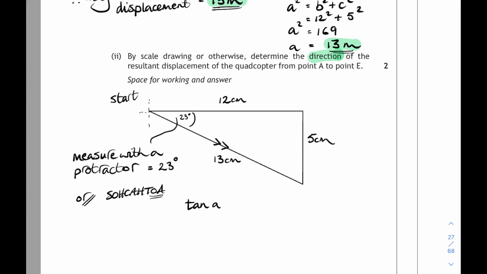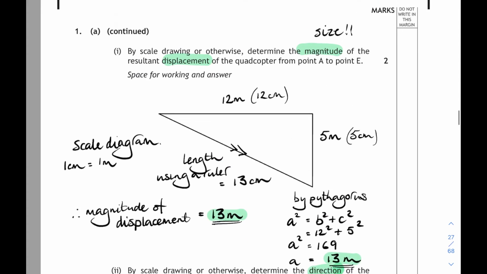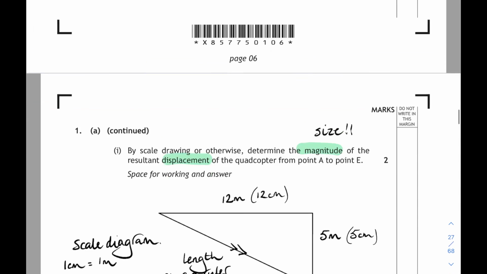Now because we know all 3 sides of that triangle, we could use either sine, cos or tan, but I'm going to use the tan of the angle as the opposite over the adjacent. The opposite side is the 5, the adjacent is the 12. So 5 over 12, and then if you shift tan that on your calculator, then you find the angle A equals 23 degrees. Same as the scale diagram answer. So either of them would do.